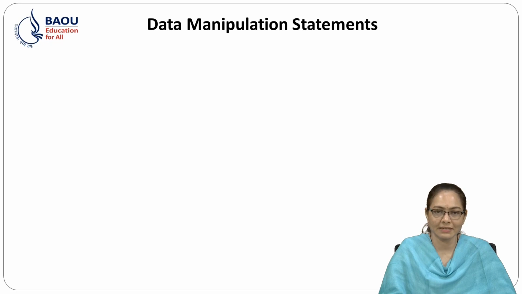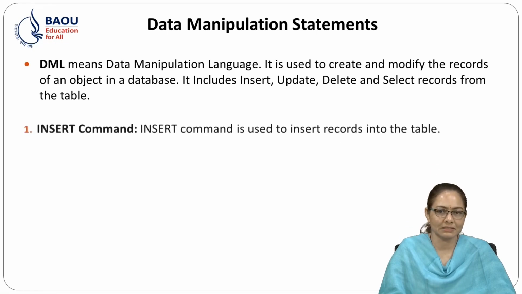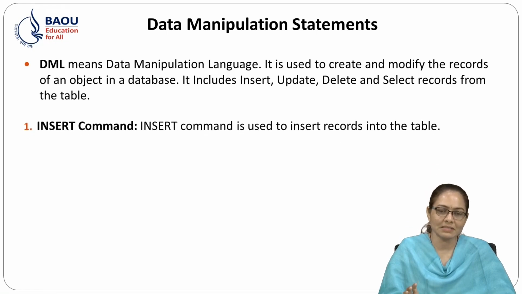DML means data manipulation statement or data manipulation language. It is used to create and modify the records of the object in the database. It includes insert, update, delete and select of the records from the table. Here we start with the insert command. Insert command is used to insert the records into the table.